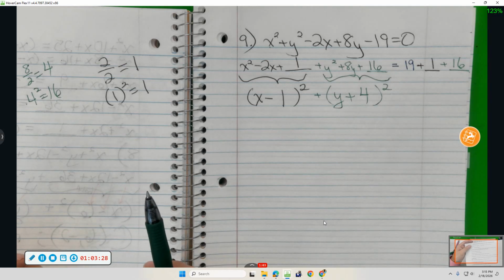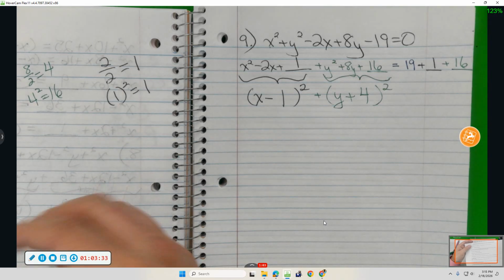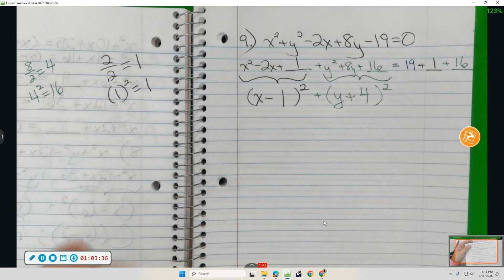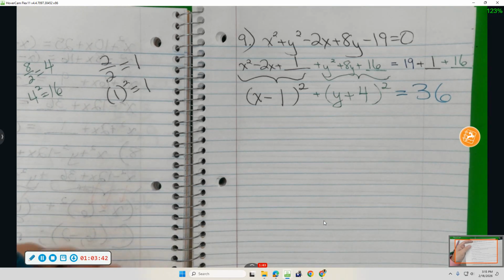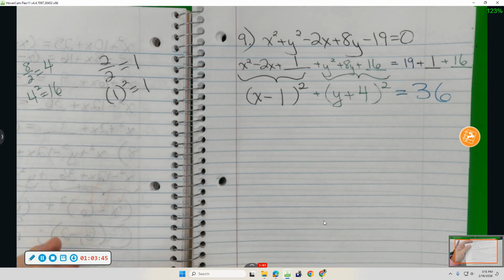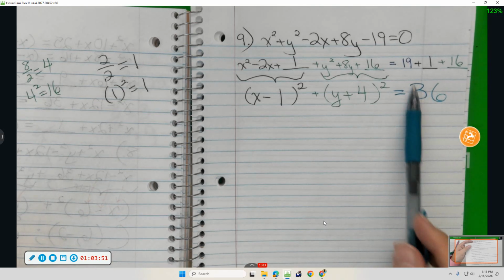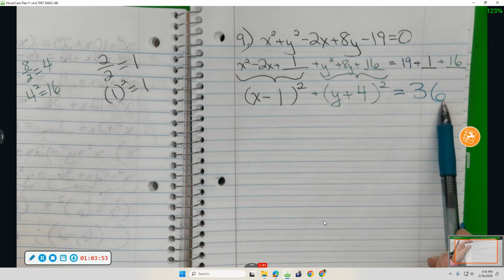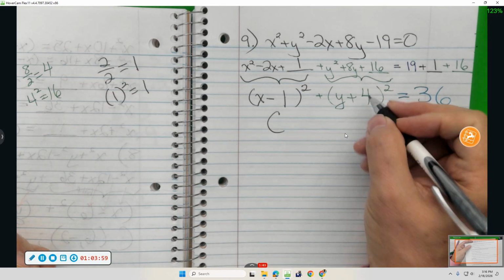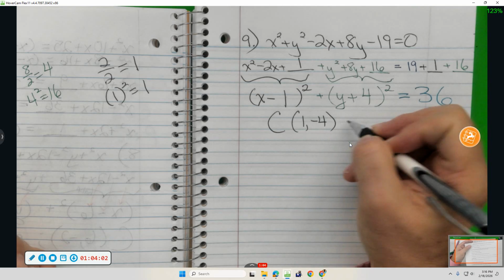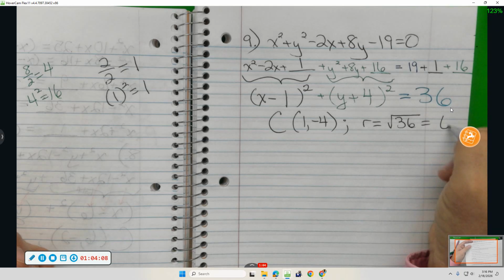What have we got on the right-hand side? 36. 20 plus 16, I agree with 36. Is this a circle? If it's a circle, this number must be positive. Yeah, because it has to be a positive number, so you can take the square root of it. It's a circle. What's the center? Change sign. I agree with 1, negative 4. What's the radius? The square root of 36 is 6.